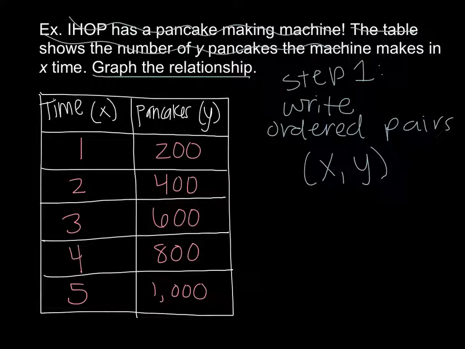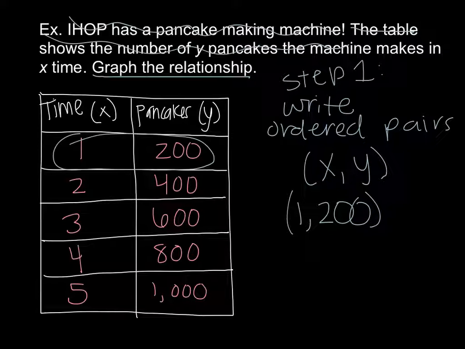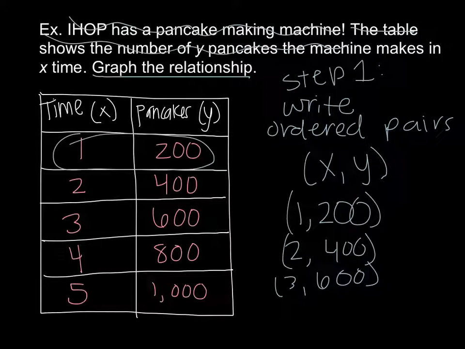So I'm going to first write down all my ordered pairs. I'm going to go straight across. My first one is X, and then my Y. 1 and 200. And then 2, and my Y is 400. This is the first step to graphing your relationship. 3 and 600. 4 and 800. And then 5 and 1,000. Okay, so those are my ordered pairs.